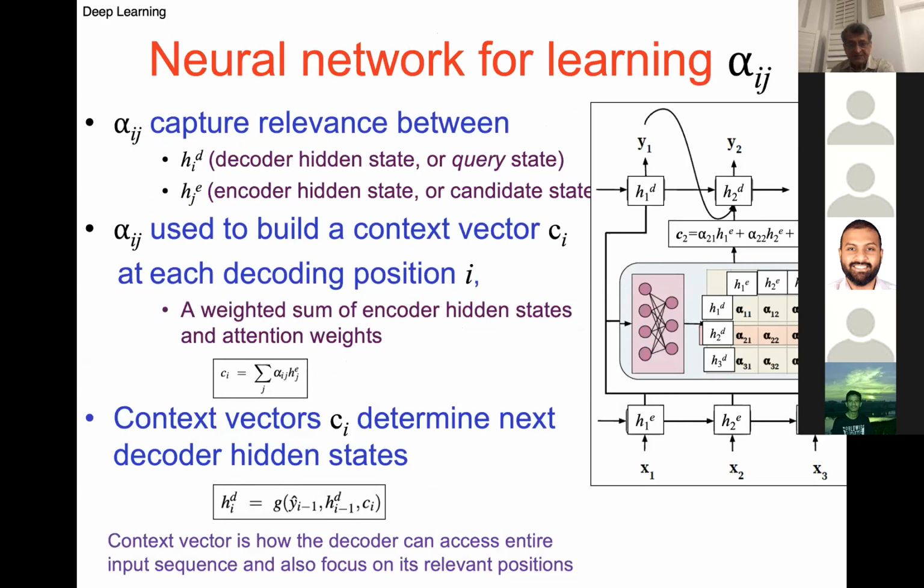This one is a very specific slide about a neural network for learning the alpha ij, and it shows how the setup is. Here are the h's, and there's a neural network to compute this alpha matrix over here, which gets utilized to get the context vector, which is the alphas times the h's. This is how that is learned.